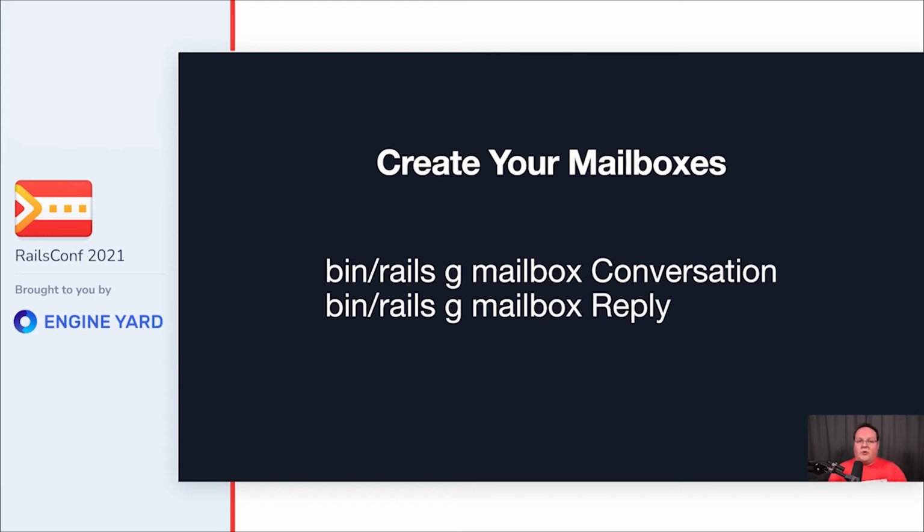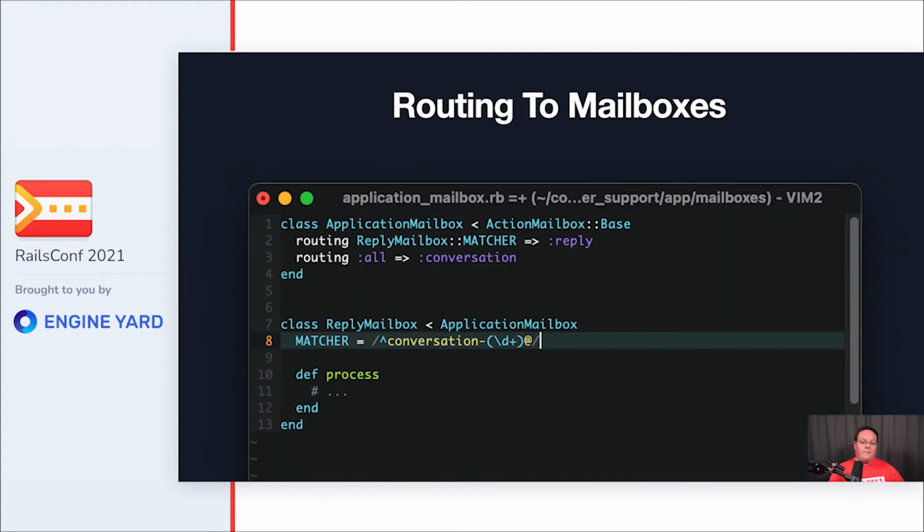So then we can go on to creating mailboxes, which are ways of sorting those emails and processing them differently. So we have one input into our Rails app, the ActionMailbox controller, which is going to take the email from the webhook and create it in memory, and then hand it off to a mailbox for processing. So the way you do that is you run that command and it creates mailboxes.